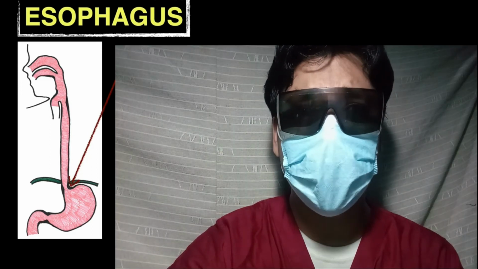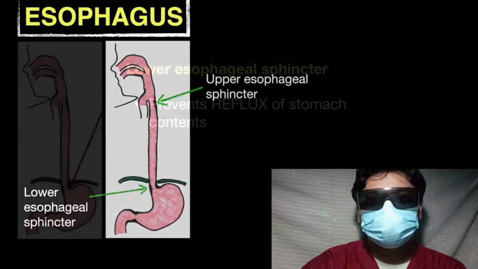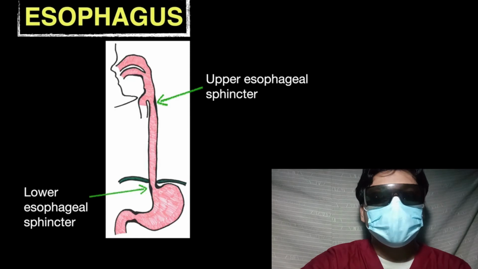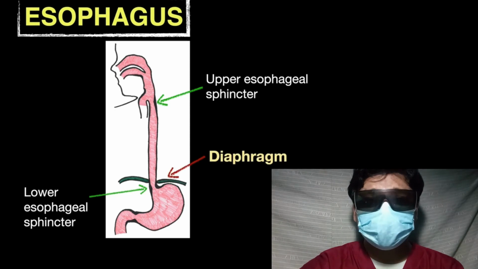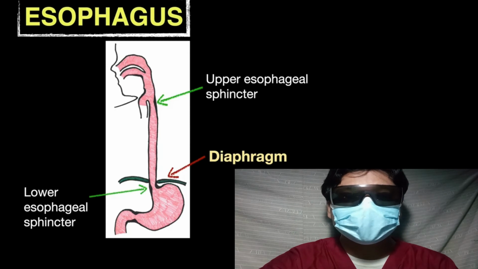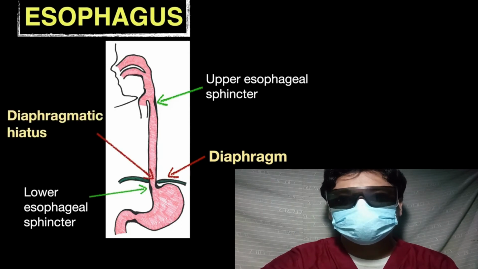But during swallowing, these two sphincters relax and open up to allow the food to go through and get into the stomach. Between the thoracic cavity, which contains the heart and the lungs, and the abdominal cavity, which contains the stomach, is a muscle that separates these two cavities. This muscular structure is called the diaphragm. And the esophagus has to pass through the diaphragm via an opening called the diaphragmatic hiatus.